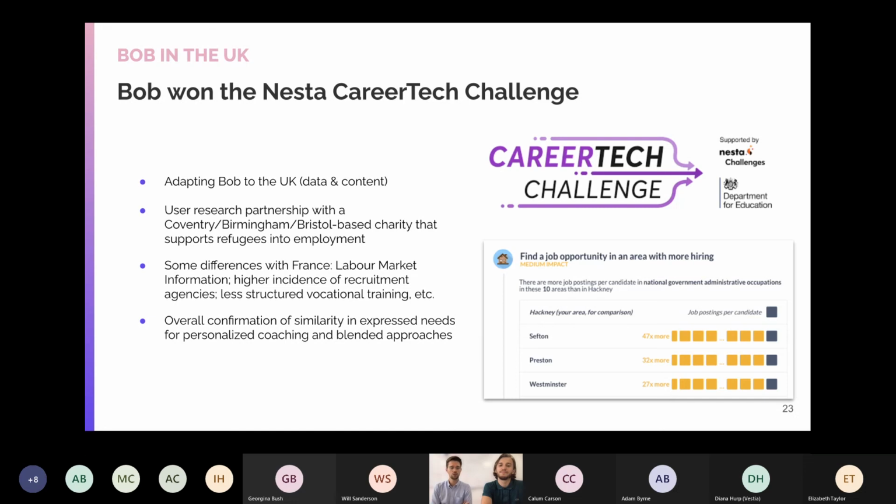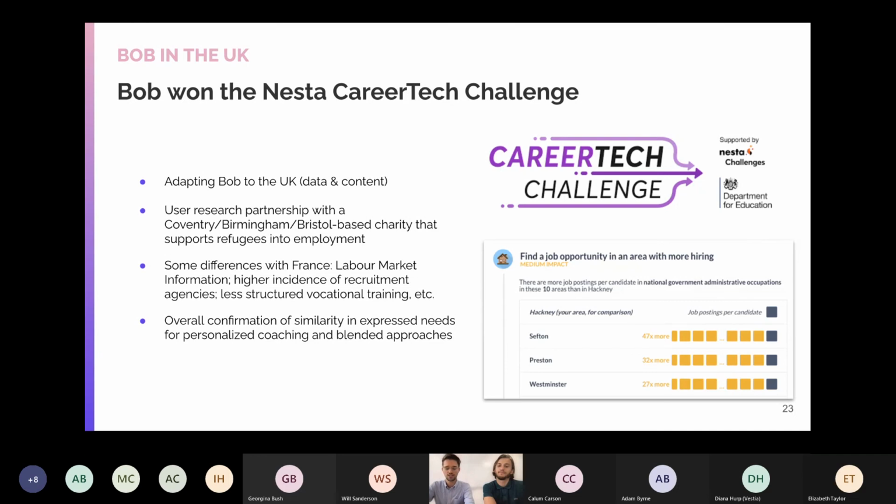We worked with a local partner, ACH, who's working to support refugees into employment in different cities, and we went through the whole process of finding the data, finding the content, running a lot of user research to see whether Bob makes sense to British job seekers. And we spotted some differences with regard to the labor market information, with regard to the hiring channels that are different, to the training opportunities, the way they're structured, etc.